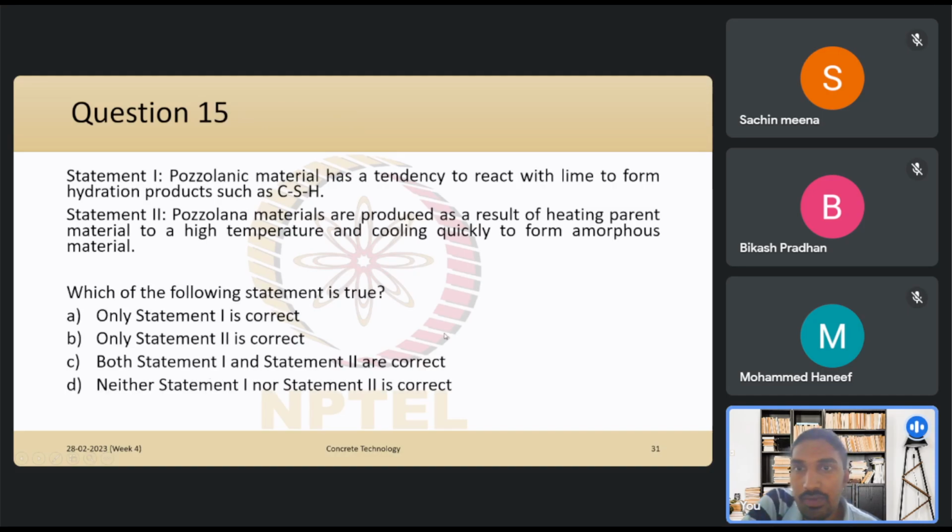Okay, so question 15, again we have two statements. We have to tell which of them is correct. The first statement is pozzolanic material has a tendency to react with lime to form hydration products such as CSH. Statement 2 is pozzolana materials are produced as a result of heating parent material to high temperature and cooling it quickly to form amorphous material. So which of these statements is true? Either 1 or 2, or both statements are true, or neither of them is true.